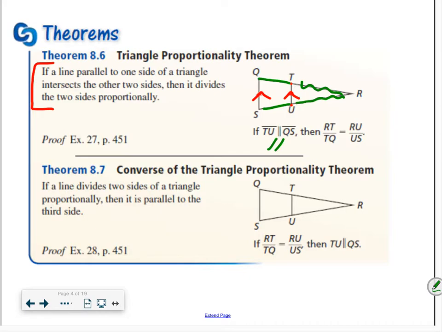The converse to that. So now we're going to flip the hypothesis and the conclusion. It says, if the line divides the two sides of a triangle proportionally, then it's going to be parallel to the third side. So this is telling us if RT over TQ is equal to RU over US, then those two lines are parallel to each other. Now we're going to take these two theorems and put them into practice.